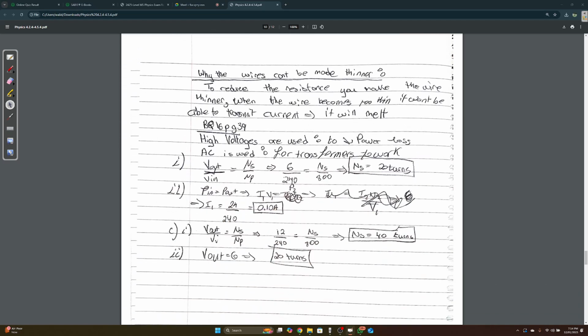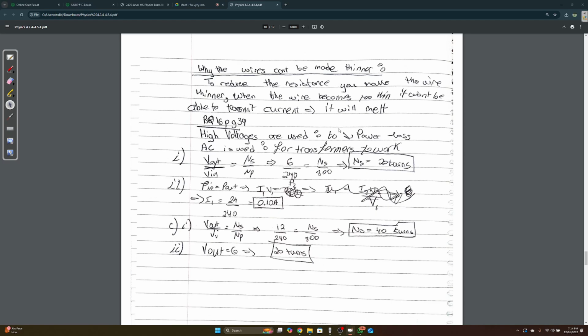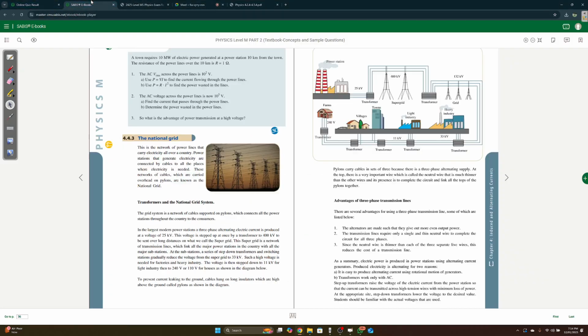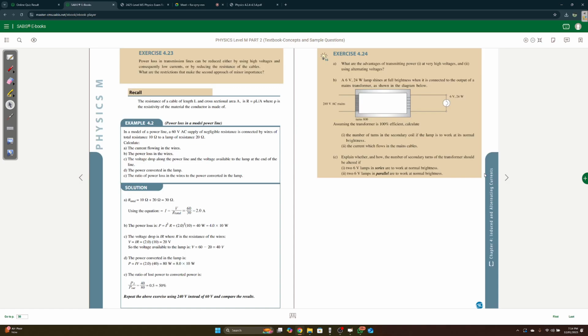Then why can't the wires be made thinner? If you make a wire thinner to reduce the resistance, when it becomes too thin, it won't be able to carry the current, so it will melt. So you need to find a compromise between too thin and too thick. I think this is the last thing I need to do.